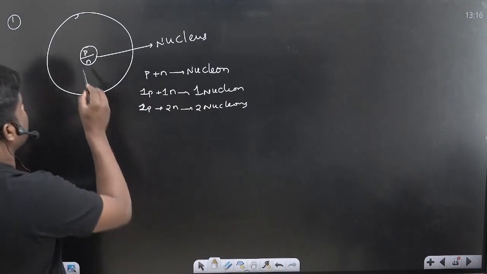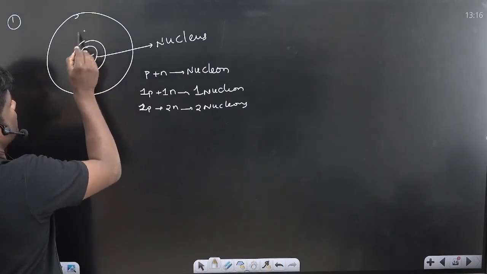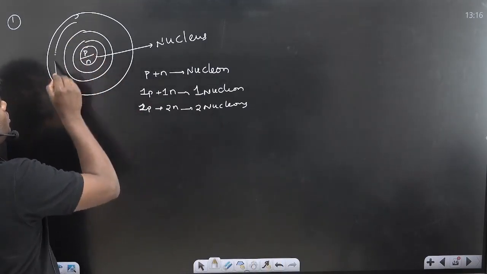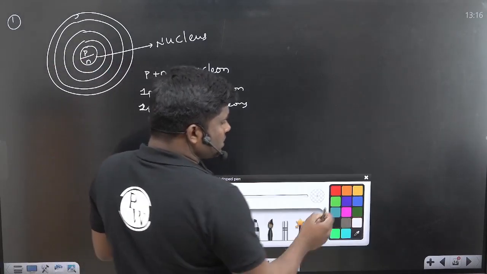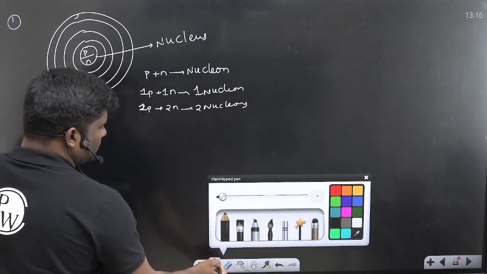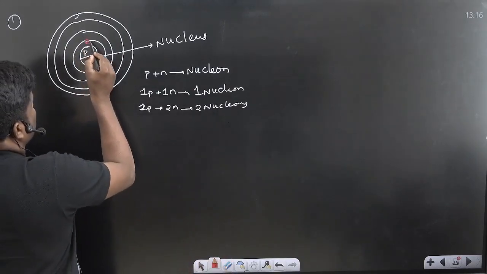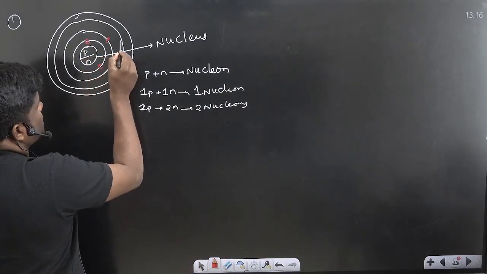Electrons are present around the nucleus in a circular path. These circular paths he called what? Orbits. Here the electrons are present like this.